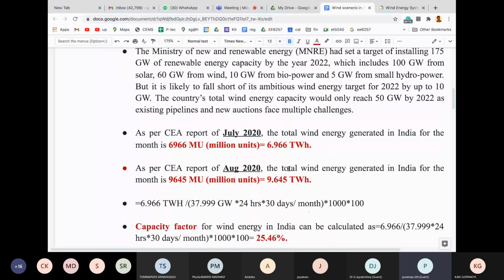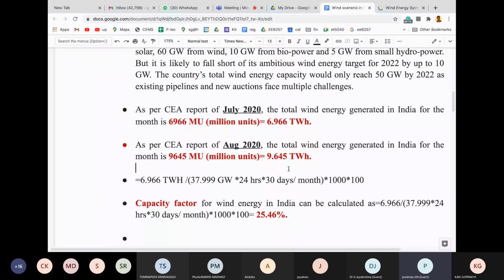So here again, a couple of points are there. Total wind energy generated in India for the month of July is 6.9 terawatt hours, that is 6.9 billion units. Whereas in the month of August, it increased significantly to 9.6. Okay? So there is a huge variation: although the capacity is the same, the amount of wind energy generated is different.